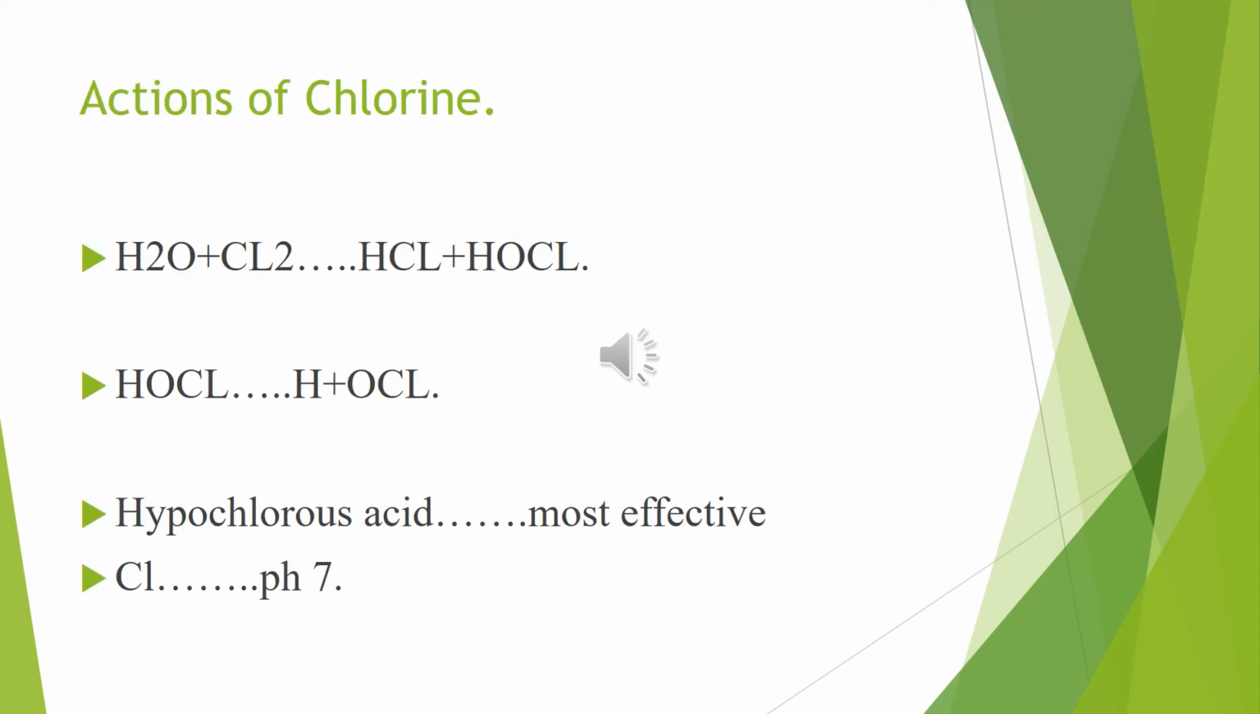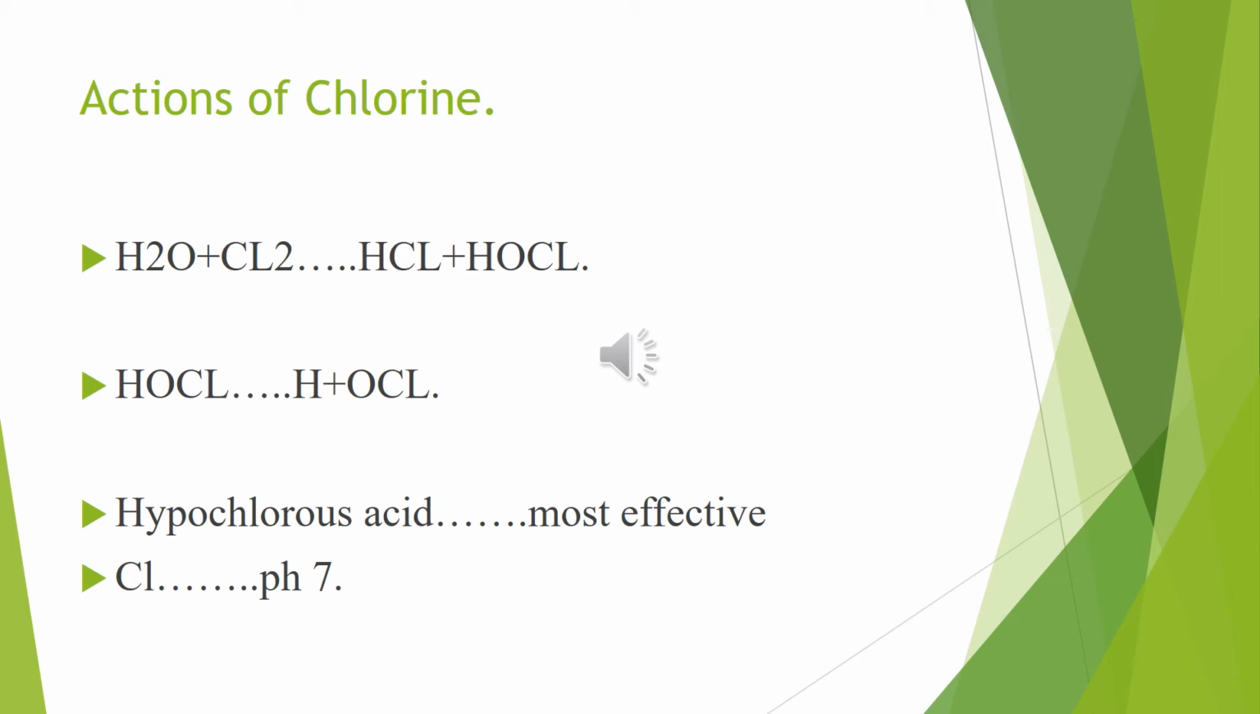Action of chlorine: when we add chlorine to water, there is formation of hydrochloric acid and hypochlorous acid. The hydrochloric acid is neutralized by the alkalinity of the water, and the hypochlorous acid ionizes to form hydrogen ions and hypochlorite ions. Hypochlorous acid is the most effective form of chlorine for water disinfection.